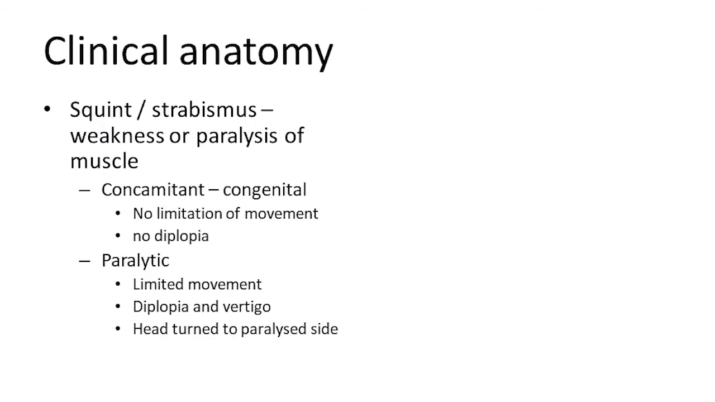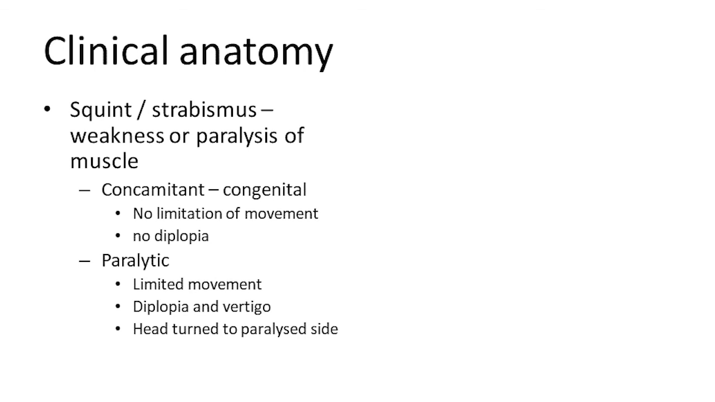Okay, now moving on to clinical anatomy. The first clinical relevance we will discuss is squint or strabismus, which is caused by weakness or paralysis of one or more of extraocular muscles. As I told you, there are 6 extraocular muscles on each side which bring about the movement of eyeball, the 4 recti and 2 oblique, supplied by 3 nerves on each side. So totally 12 muscles and 6 nerves.